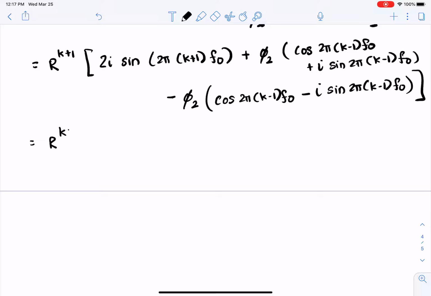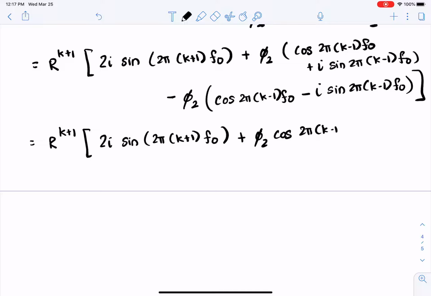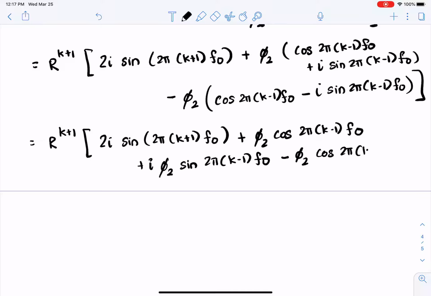Distribute and simplify. 2i sine 2 pi (k plus 1) f naught plus v2 cosine 2 pi (k minus 1) f naught plus i times v2 sine 2 pi (k minus 1) f naught minus v2 cosine 2 pi (k minus 1) f naught plus i v2 sine 2 pi (k minus 1) f naught.